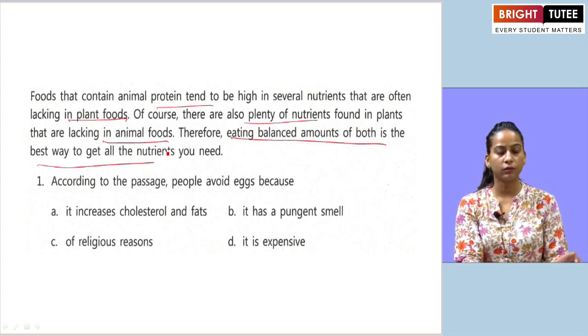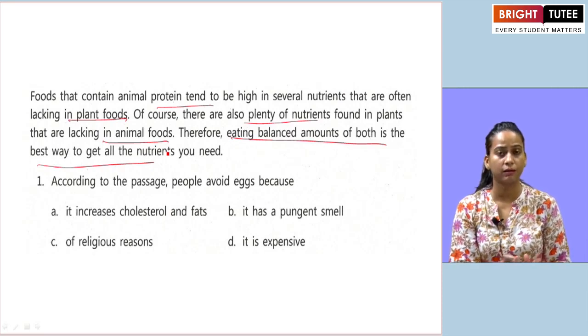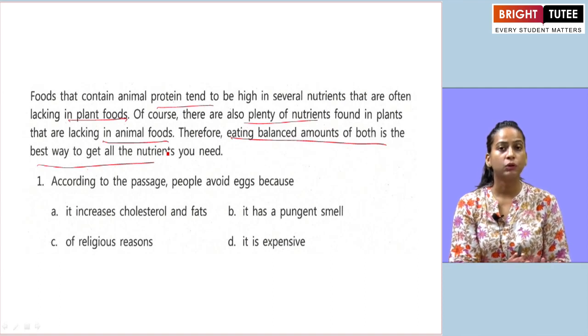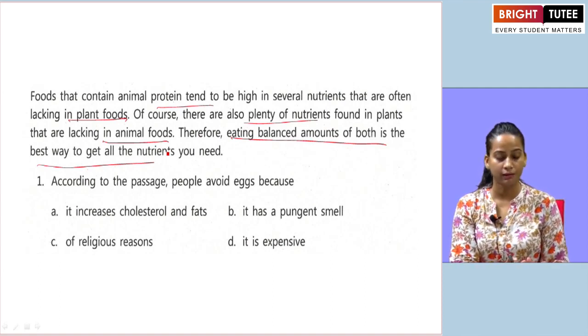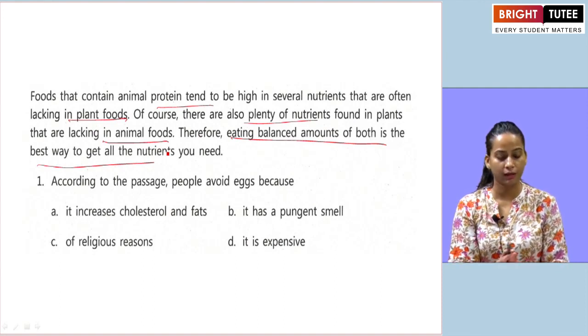So here we saw that some information was given to us based on the eggs and ultimately related to the balanced diet, the balanced food that we should have to maintain good health. Now, based on this passage given, we have to find out the answer of the given questions that follow. So let's start with that.